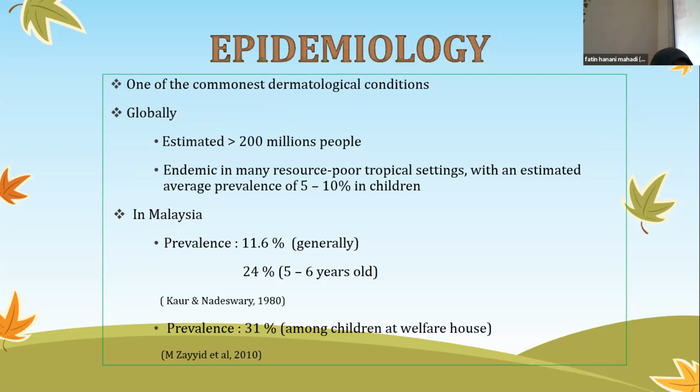In Malaysia, in the 1980s, it was reported that the prevalence was about 11.6%, and it was actually high among children and teenagers, with the worst affected being those 5 to 6 years old, which is about 24%. In 2010, it was documented that the overall prevalence rate for scabies was about 31% among the children at the welfare house.